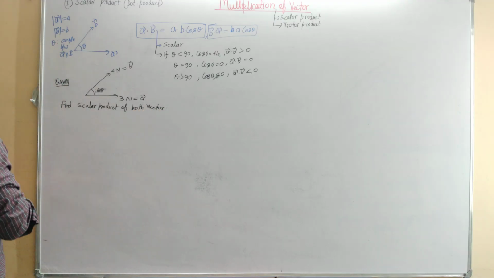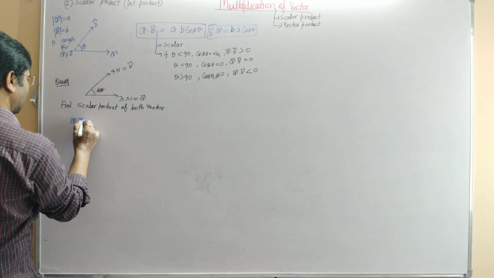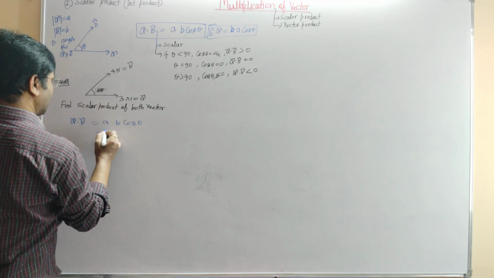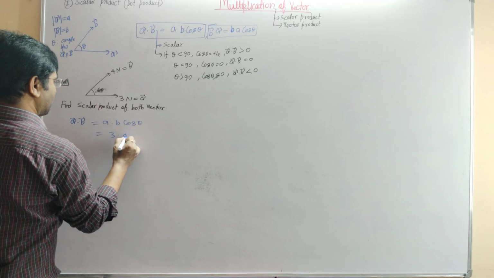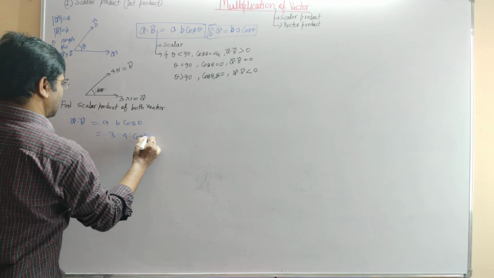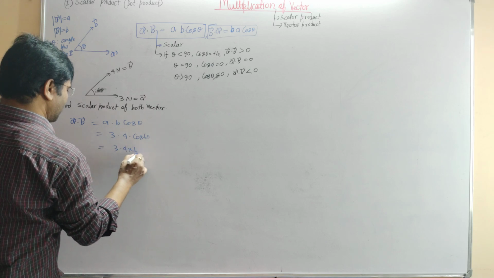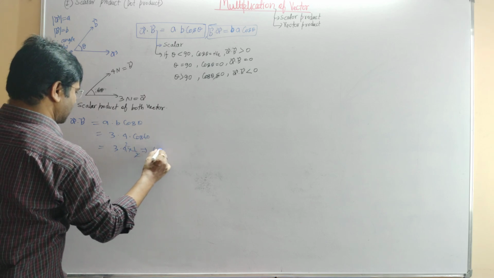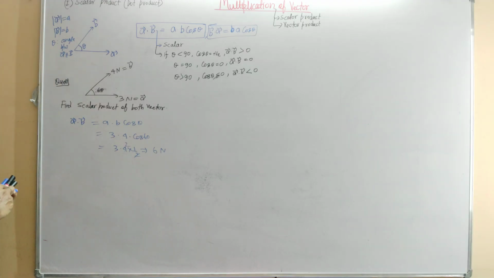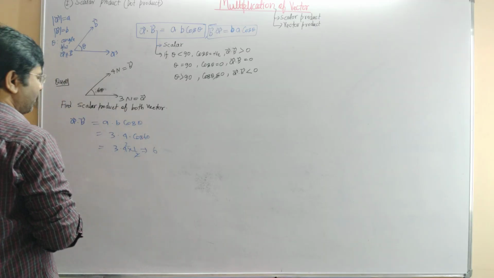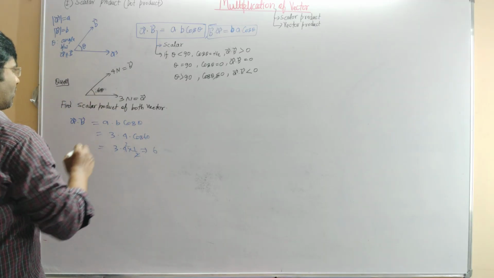So how will we solve it? This is very simple. Dot product means we have to find A dot B, which is defined as AB cos theta. So A is 3, B is 4, cos 60 is 1 by 2. This is 3 into 4 into 1 by 2, which gives 6 Newton. So the dot product is 6 units. This is how I get the dot product.